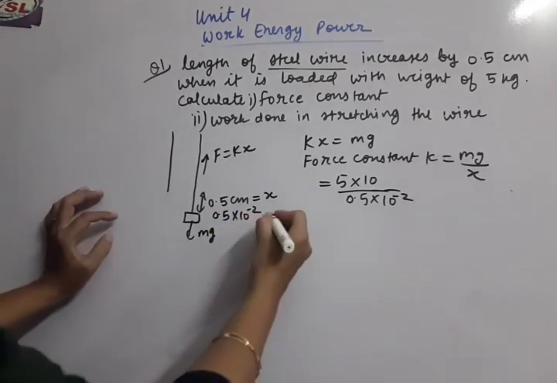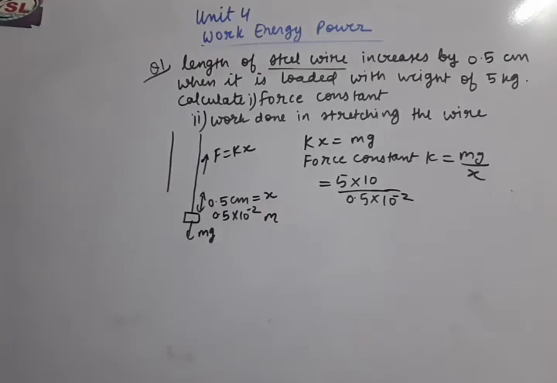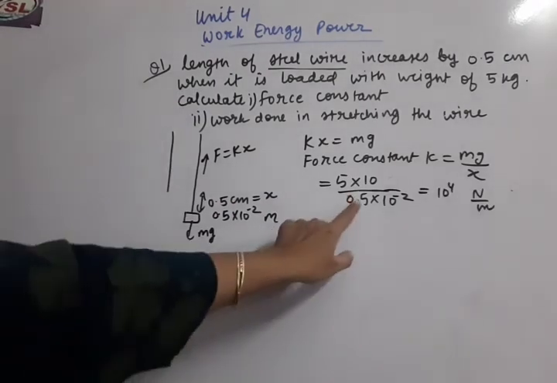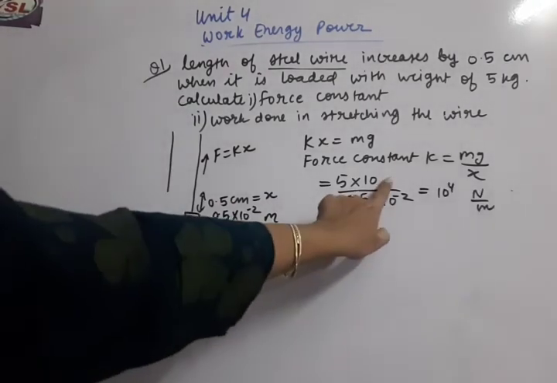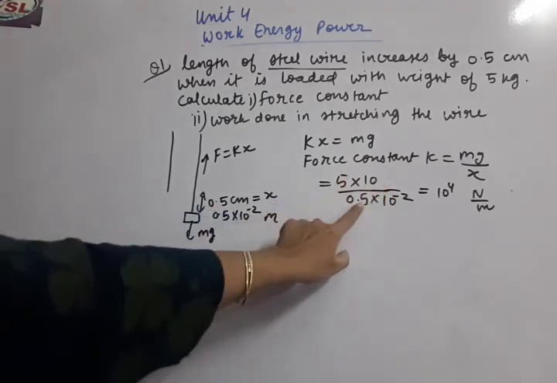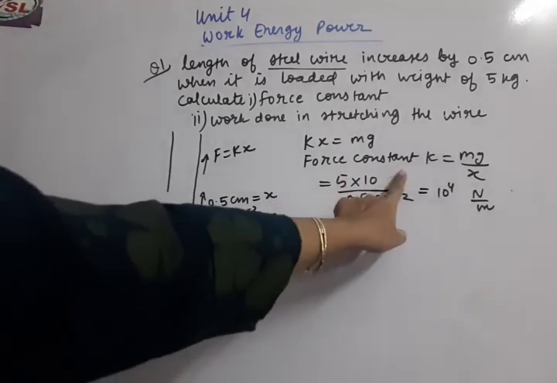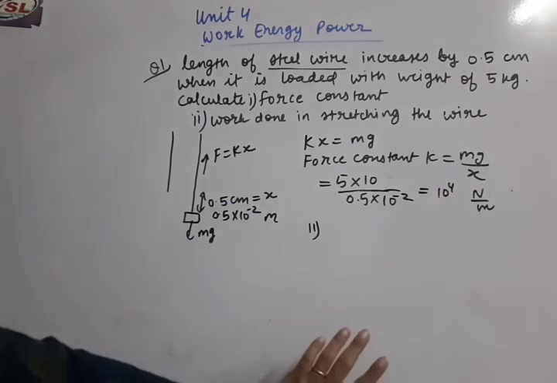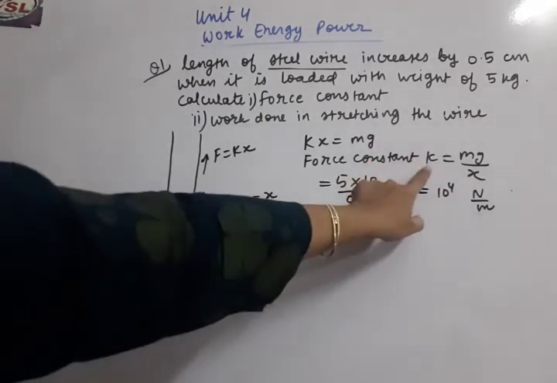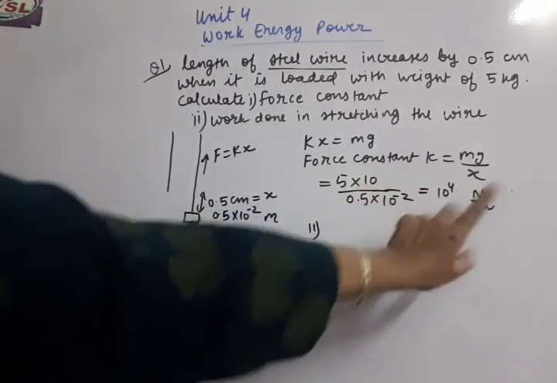So this way just solving, we will get the answer of k. Point will be removed, 10 extra will come. 5 cancelled. So 10 raised to power 2 and 10 raised to power 2, 10 raised to power 4 will be the answer of k. And the unit of k is Newton per meter.